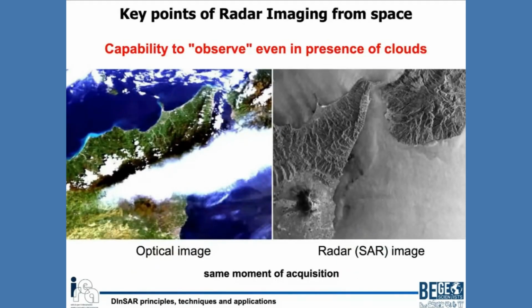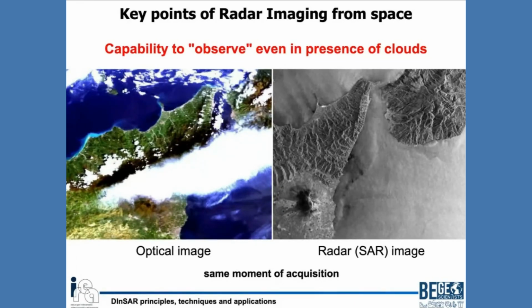Another important aspect is that this kind of sensor works with microwaves. So in this slide, I just want to give an example of the difference between an optical sensor and a radar sensor. We have two images in this slide. On the left, an optical image acquired simultaneously with the radar image, over the Sicily region in Italy, and in particular over Etna volcano. As you can see, with the optical image, we have a big problem because we have a big cloud covering the Etna volcano.